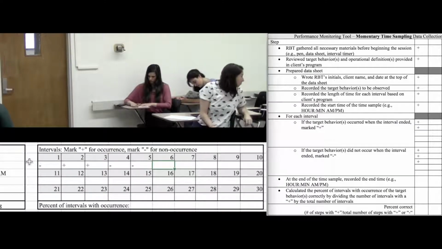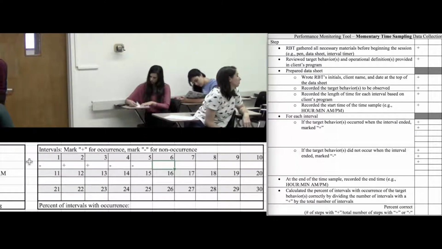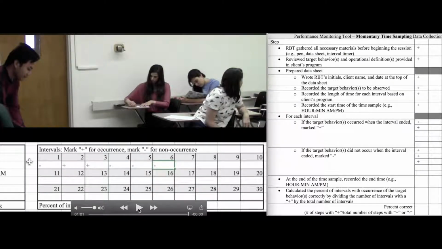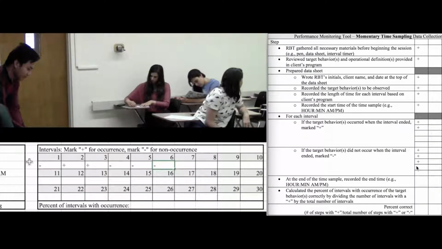12. All right, excellent. The last interval that we observed, she was not attending to the board. She was looking in the opposite direction. So Lance gave her a minus, which was the correct data to take. So over here in our PMT, we're going to give Lance one more plus for data collection. Awesome work.